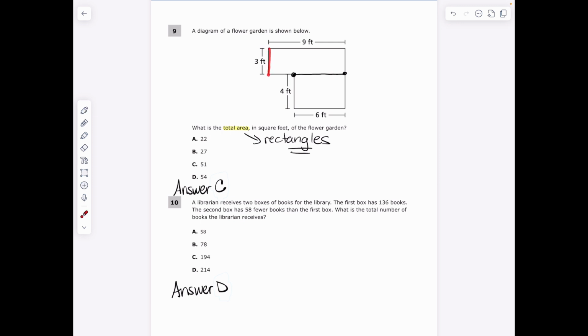Here for this rectangle, I have a 3 by 9. So this is part A, and the area for A is 3 times 9, or 27 square feet. For B, from here to here is 4, and from here to here is 6. So I'm going to have a 4 by 6, which gives me 24 square feet. And to find the total, I'm just going to add those together.